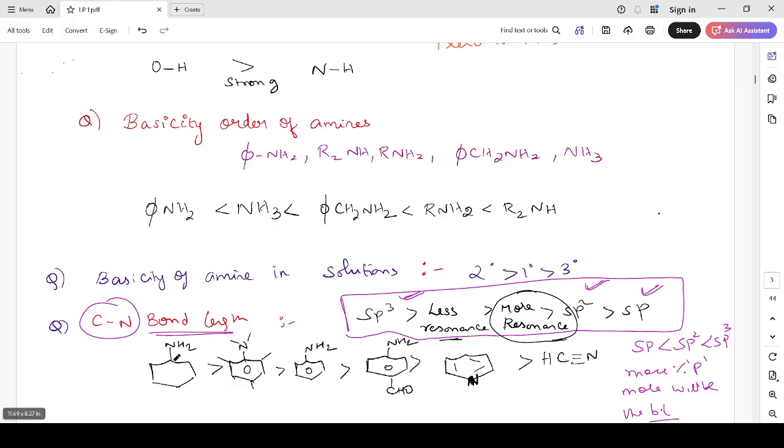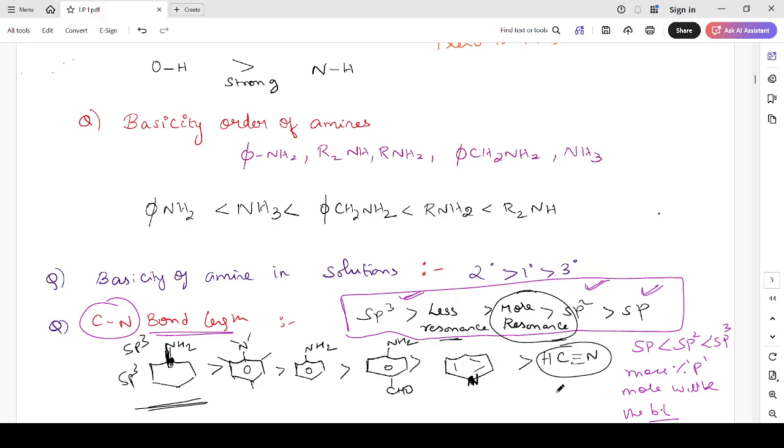Let us look at the molecule. Here, the nitrogen is sp3 hybridized. It is also bonded with an sp3 hybridized carbon, a piperidine molecule. So there is no possibility of resonance, nothing is there. So it has the highest bond length, no doubt.